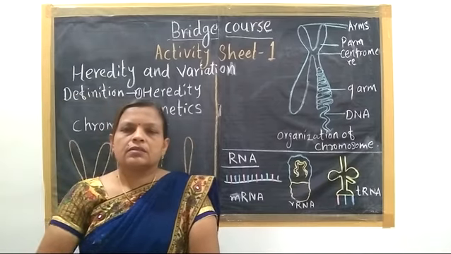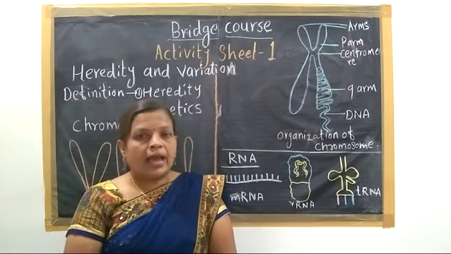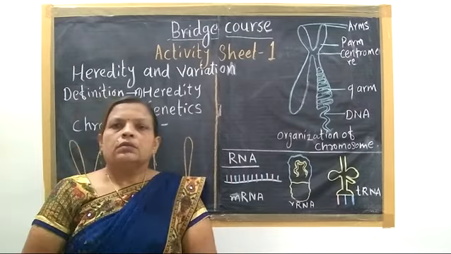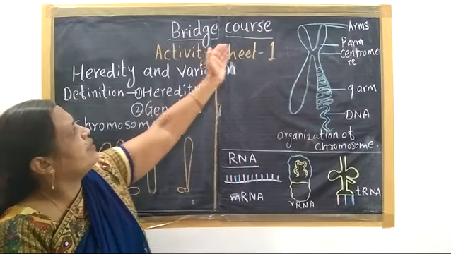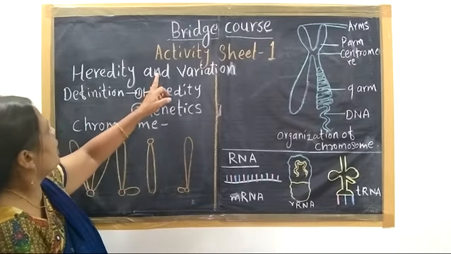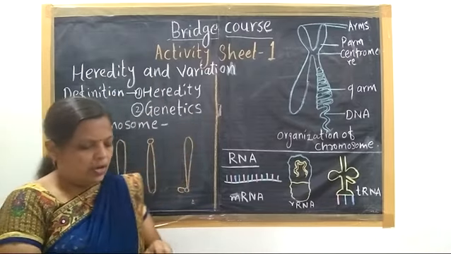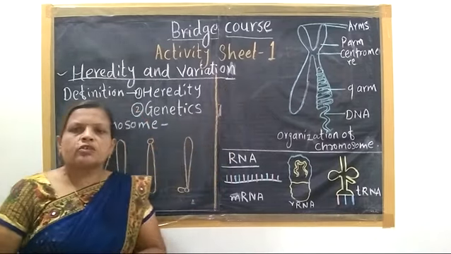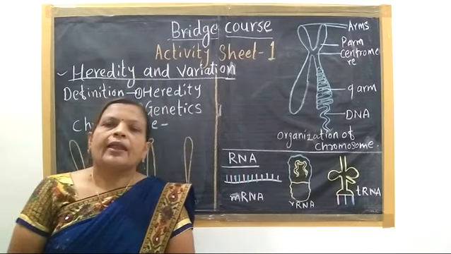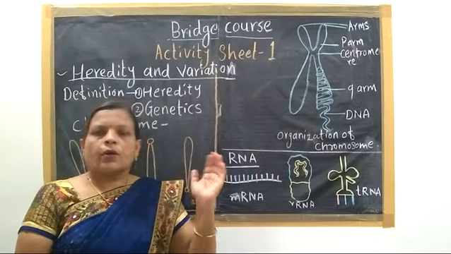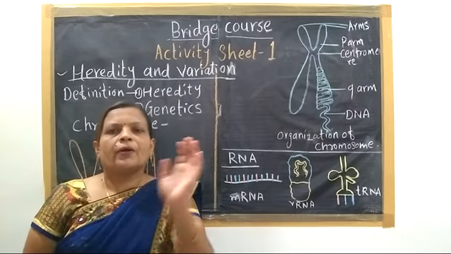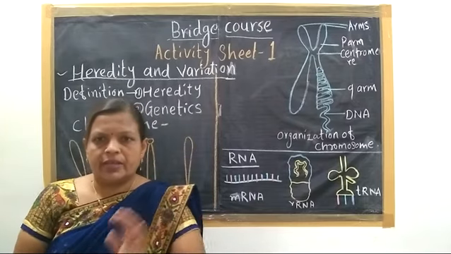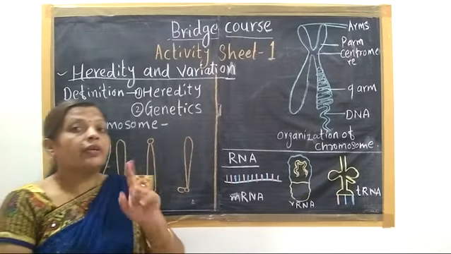As far as the syllabus of our 10th standard Science 2 is concerned, we have to go through the bridge course. The first activity sheet that we have to study here is about heredity and variation. This is the reference that we had taken from last year. Last year you had studied heredity and variation, and in this year the first chapter is heredity and evolution.